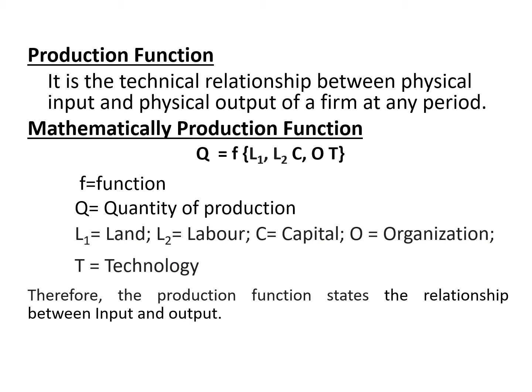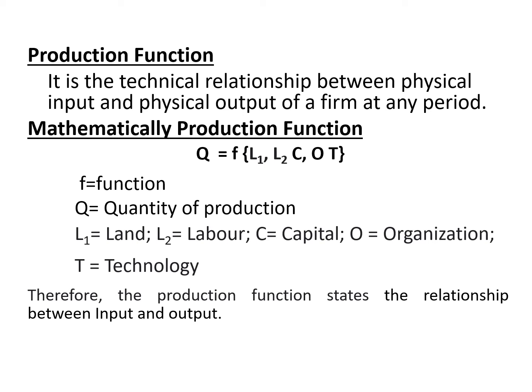The inputs are the factors of production, that is land, labor, capital, organization and technology. The output of an organization is a positive function of all the factors of production that are employed in its production process. That is, quantity of land, quantity of labor, quantity of capital, quantity of management, and the technology. Therefore, the relationship between input and output is represented in a mathematical formula, that is Q = f(L1, L2, C, O, T).